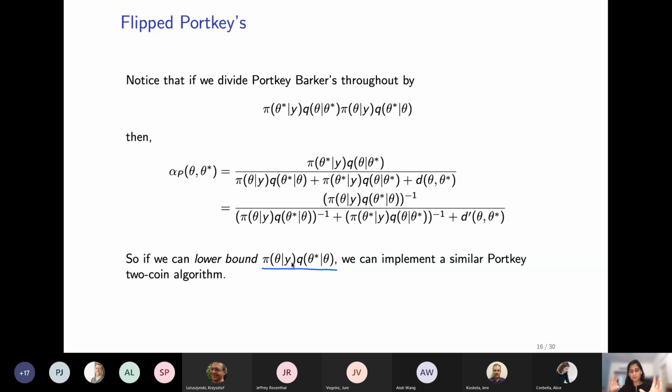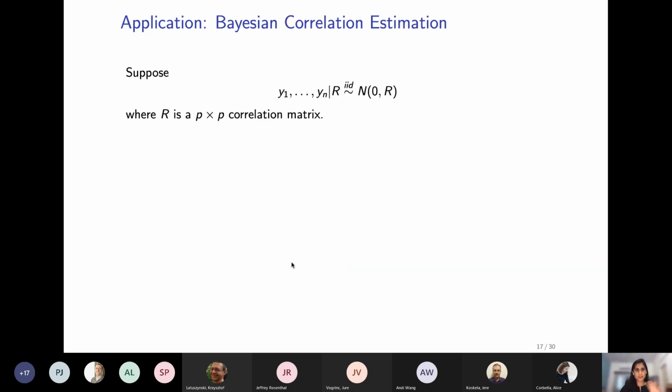All right, so this might be many things in the air. So let's actually go to an example. The application is going to be a Bayesian correlation estimation model. So suppose we have data y1 up to yn that, given the correlation matrix, are IID normal 0 R, where R is a P by P correlation matrix. And our goal is to get some understanding of what R is for the data observed.